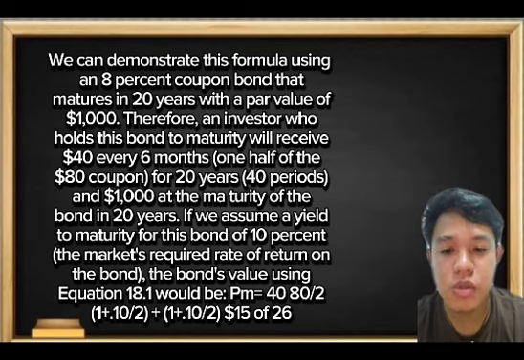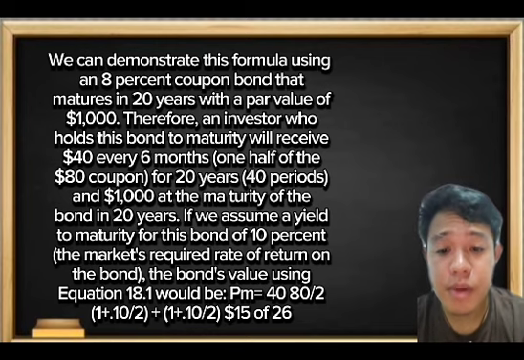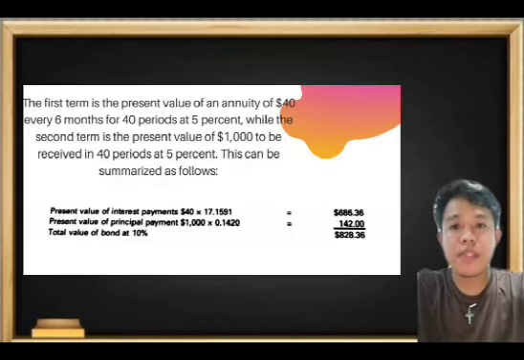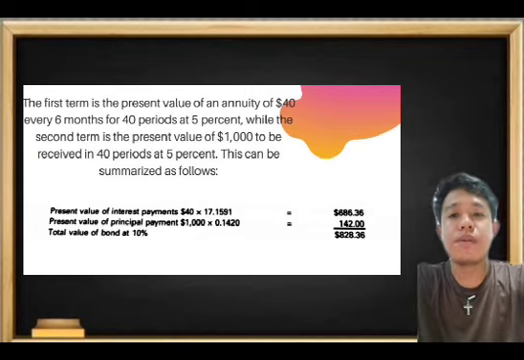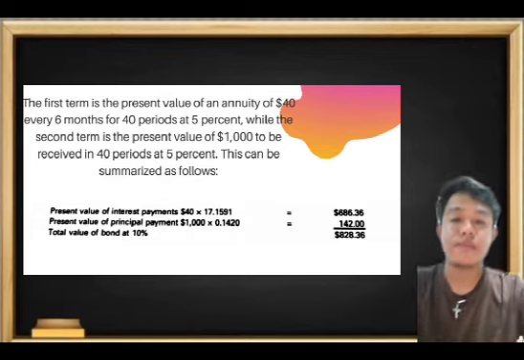If we assume a yield to maturity of 10%, the market's required rate of return on the bond, the bond value using equation 18.1 would be: the first term is the present value of an annuity of US$40 every 6 months for 40 periods at 5%, while the second term is the present value of US$1,000 to be received in 40 periods at 5%. This can be summarized as follows.